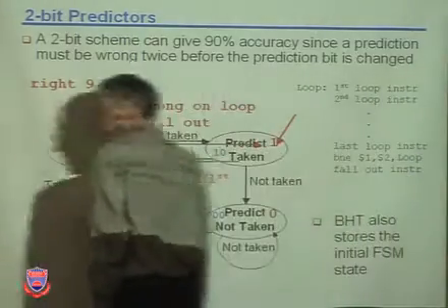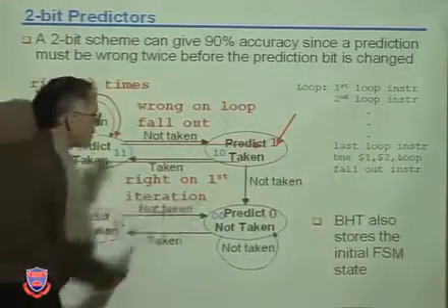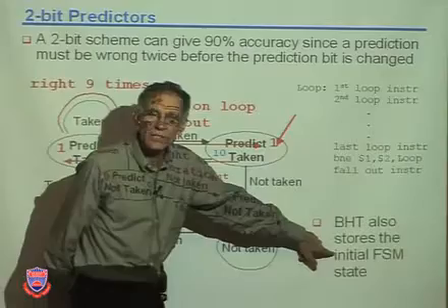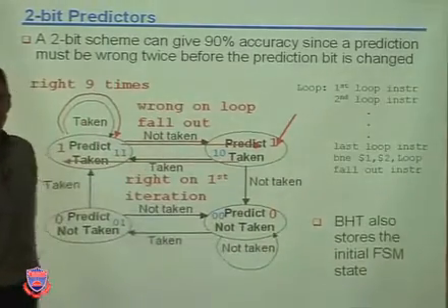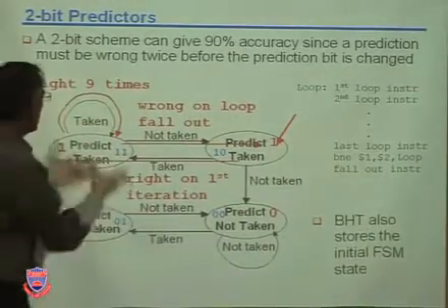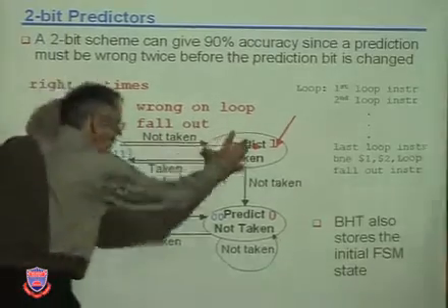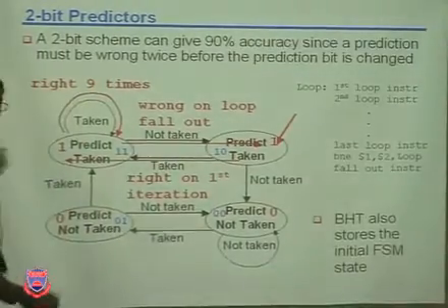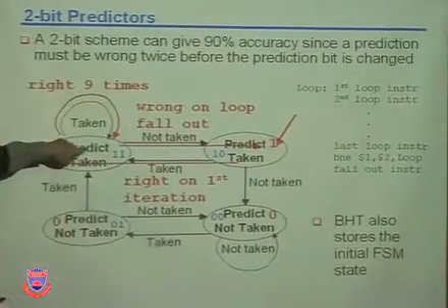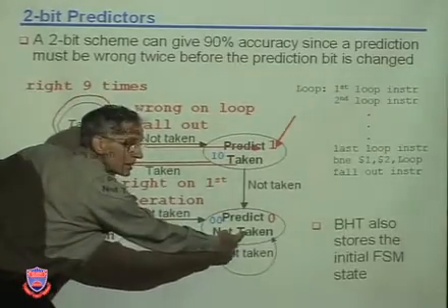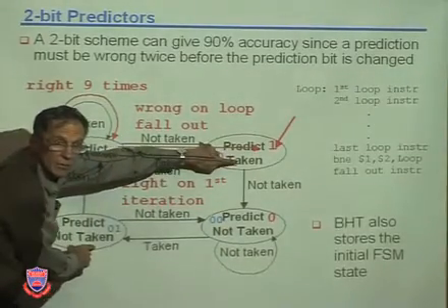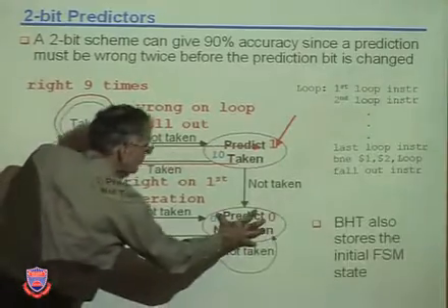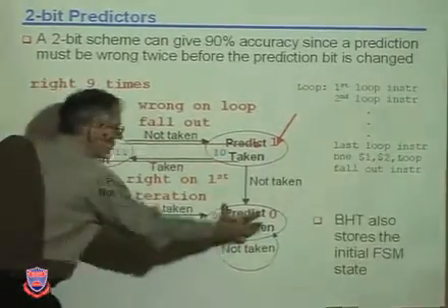And then finally, where do I start in this? The branch history table stores the initial state of this finite state machine. This is called a finite state machine or a state machine, and it needs to know what's my initial state. Do I start here? Do I start here? Do I start here? Do I start here? Well, I think you can probably see that it's either going to be start here or start here, because these are the stable ones. With 1 mistake, you don't leave it. And if after 1 mistake you get it right, you come back. These are the stable ones, so I'll either pick that or I'll pick that.